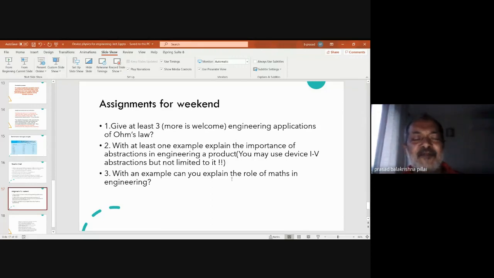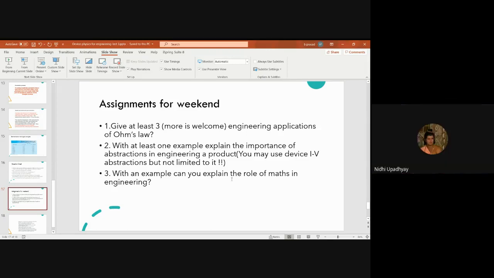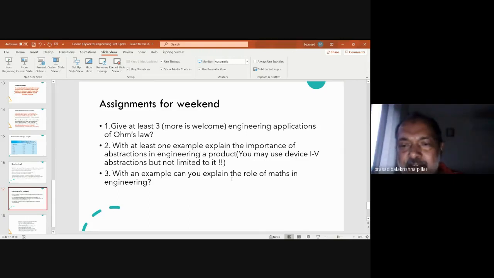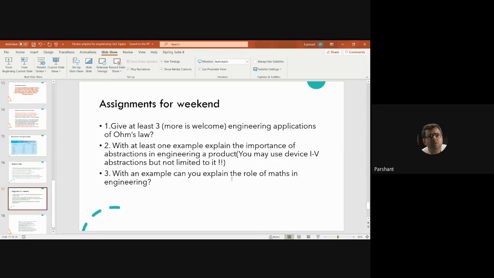Actually, I just wanted to see your engineering skills. In the very first lecture, I said engineering is all about converting physical laws into useful products. So find at least a minimum of three engineering applications of Ohm's law. You are always welcome to give more applications, but they should be different. You should do it independently, just to test your engineering skill. You understood the question? Yes, sir.